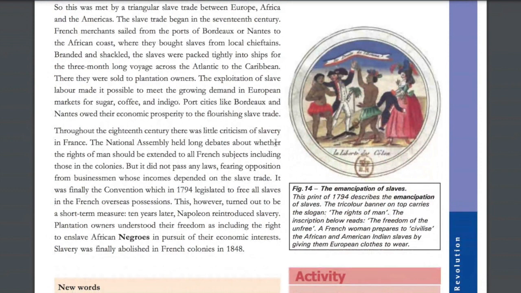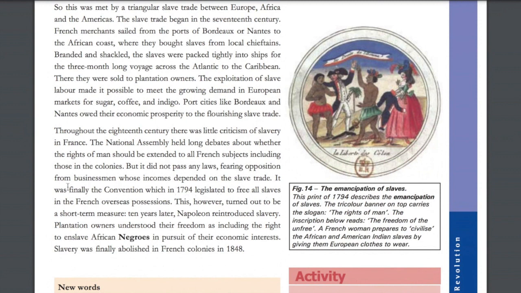Throughout the 18th century, there was little criticism of slavery in France. The National Assembly held long debates about whether the rights of men should be extended to all French subjects, including those in the colonies. But it did not pass any laws, fearing opposition from businessmen whose income depended on slave trade. So many businessmen were dependent on slave trade, and they feared the opposition that would come from them. Hence, they did not abolish slave trade.